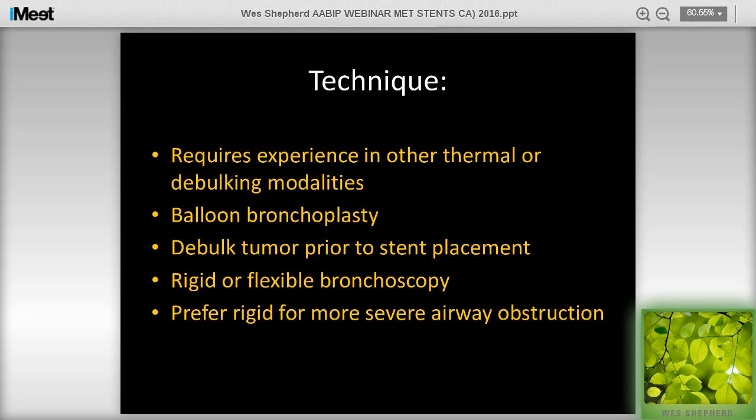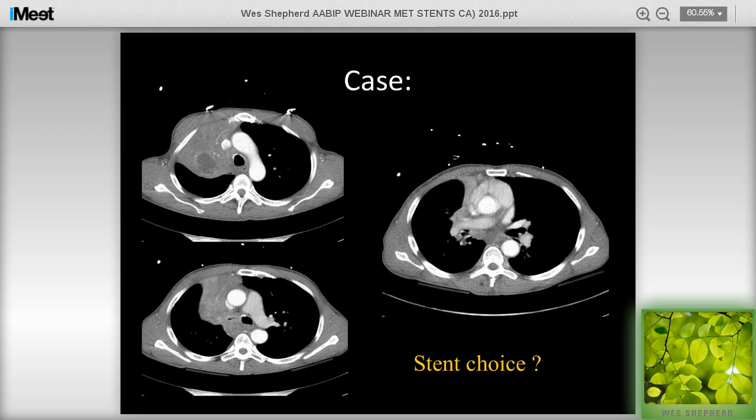So as I mentioned earlier, airway stenting is oftentimes not done in isolation, so usually done with some other photocoagulant or mechanical debulking modality, balloon bronchoplasty, possibly to dilate the airway ahead of time or to help expand a stent once it's in place, but with the basic principles being of maximizing the airway diameter with debulking prior to placing a stent. Obviously, depending on one's practice and experience, this may be done with rigid or flexible bronchoscopy. In our practice, for more severe central airway obstructions, we prefer to do this with rigid bronchoscopy, as in the case showing you currently. So back to the case.